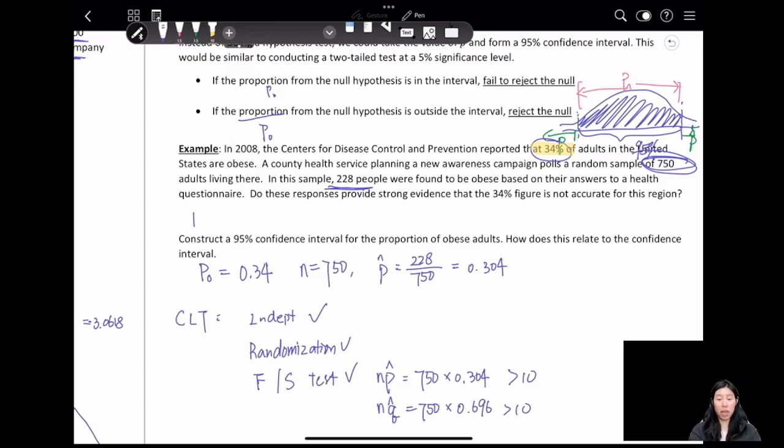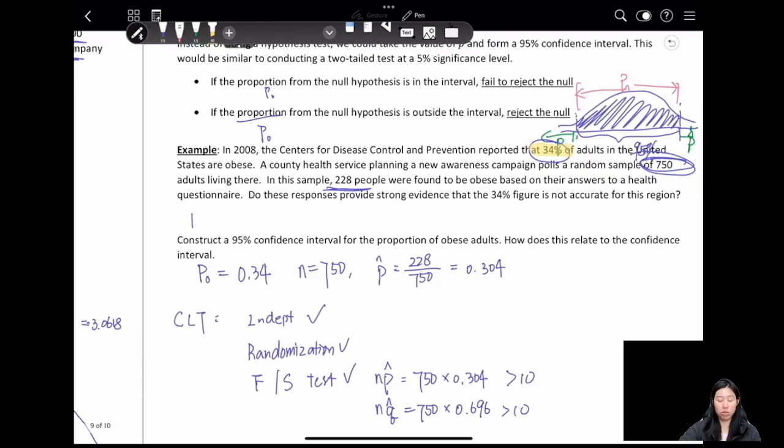So remember, if you're trying to use a hypothesis test, the failure and success test should be built around the null hypothesis. It should be n times p naught and then n times q naught. But since this is a confidence interval, which is based on the sampling distribution of the proportion, that's why we need to multiply n by p hat and q hat.